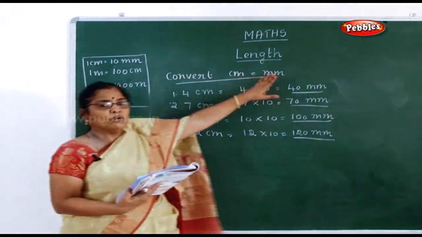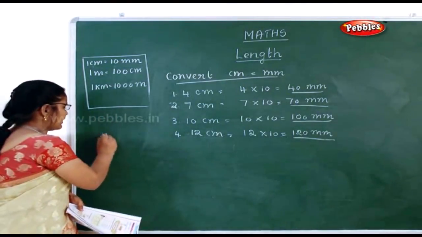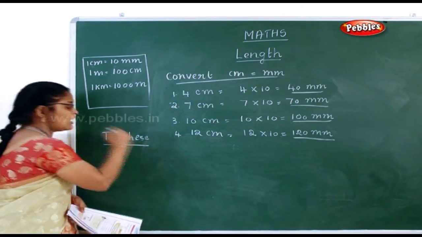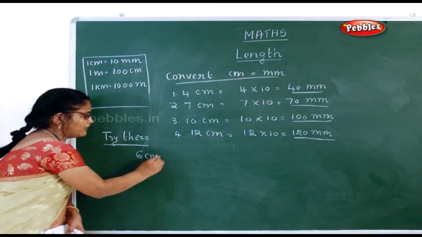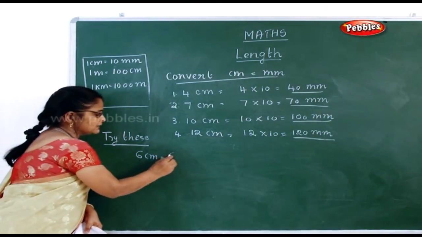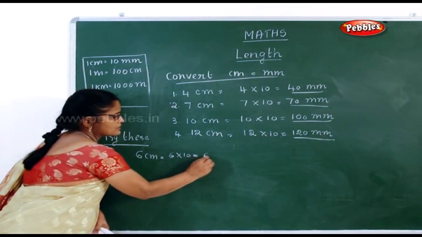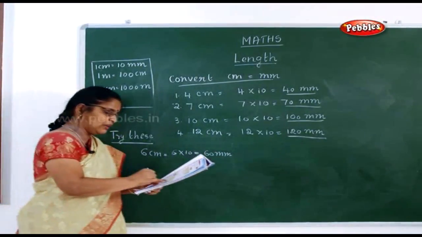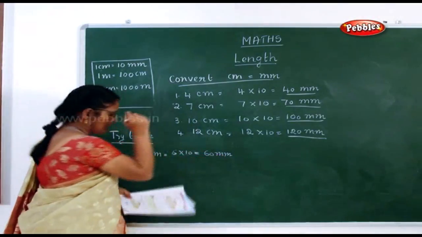Convert the centimeter into millimeter. Now, try this. It's given in your book. I think you can do it, but I'll just explain how will you do this one sum. 6 centimeter. Can anyone tell me how will you do 6 centimeter? Same way, 6 into 10 equal to 60 millimeter. Same way you have to do all the sums, that is, you have to convert the centimeter into millimeter.